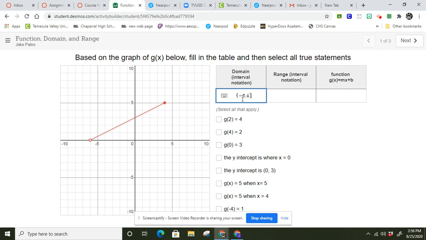Always smallest to greatest. Now the range is the outputs, the y values. What is the lowest y value in this graph? The lowest y value is 0, and the highest y value is 5. So the range is just between 0 and 5. And again, at 0, it's not included, and at +5, it is included. So it's going to be parenthesis, 0, comma, 5, and the 5 is going to be in a bracket. And so that is the range.